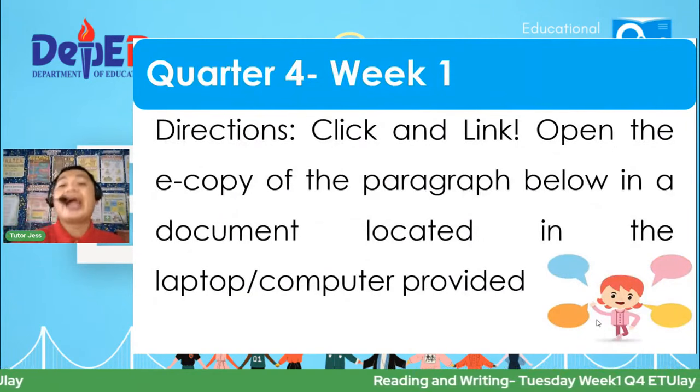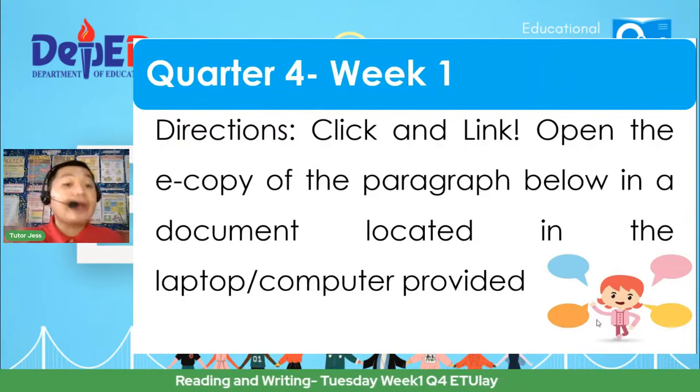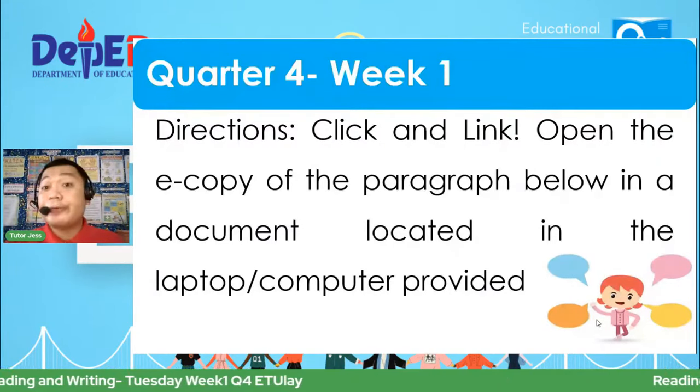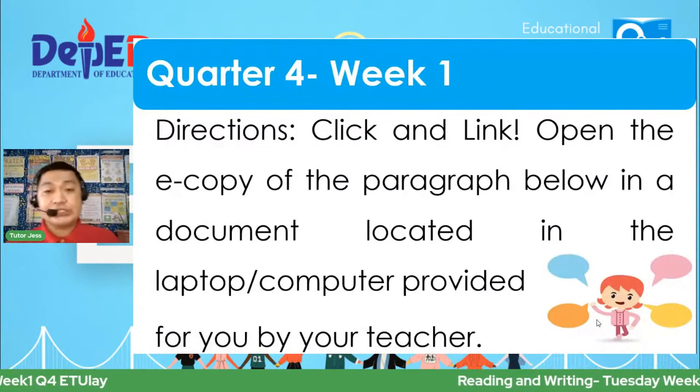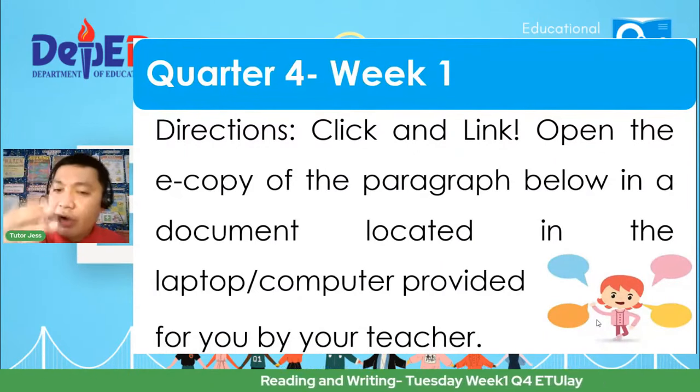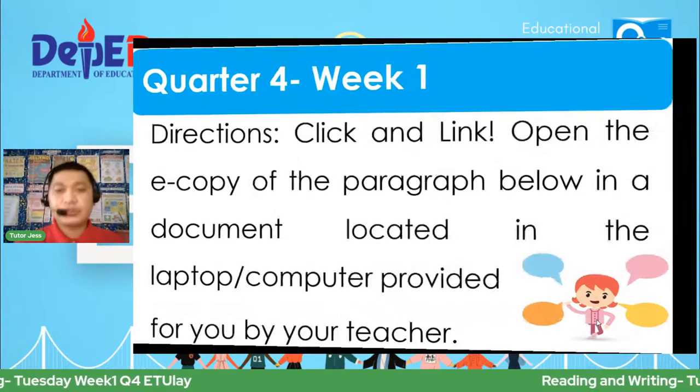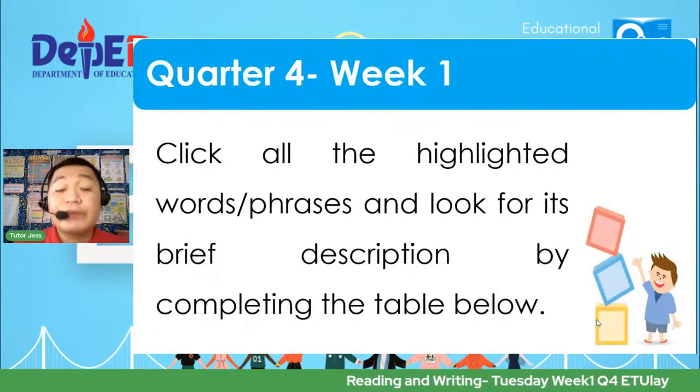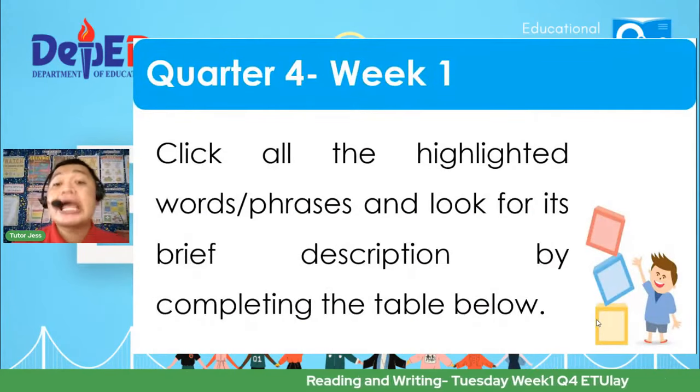Directions. You click a link, open the e-copy of the paragraph below in a document located in the laptop or computer provided to you by your teacher. If you have this at home, let's try to find out and go with the task. Click all the highlighted words or phrases and look for its brief description by completing the table below. I have this table, class. What you're going to do is to find a link. There is a link, and there is how you would describe that link. Let's look at the hyperlink there.